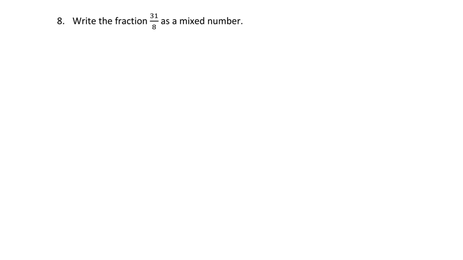Question number 8. Write the fraction 31 over 8 as a mixed number. Okay, so for this one, we are going to take this 31 divided by 8. The quotient is going to be 3. And 3 times 8, we are going to get 24. Then we can see that the remainder is 7. Now, our mixed fraction is going to be 3 and 7 over 8. And this is going to be our answer.